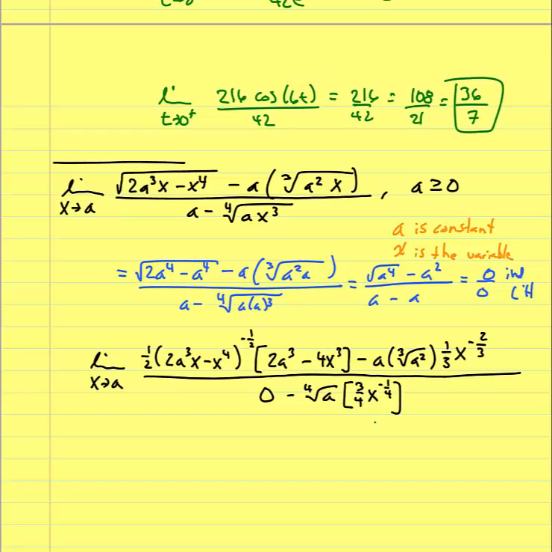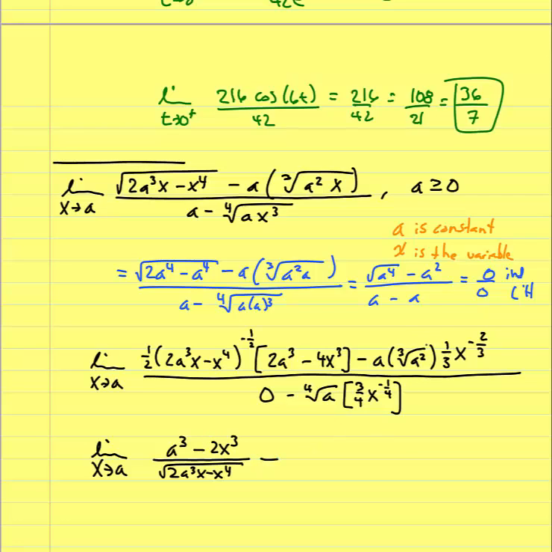I don't want to take the limit now, I want to simplify. Again, I'm not taking a limit, I'm just simplifying here. It looks to me like for this piece, this would flip down into a denominator. So this is going to be the square root of 2a cubed x minus x to the fourth. And this half gets multiplied by 2a cubed to give us an a cubed, and the half of a negative 4x cubed is a negative 2x cubed. So that's how that first simplifies, and then it flips down into the denominator.